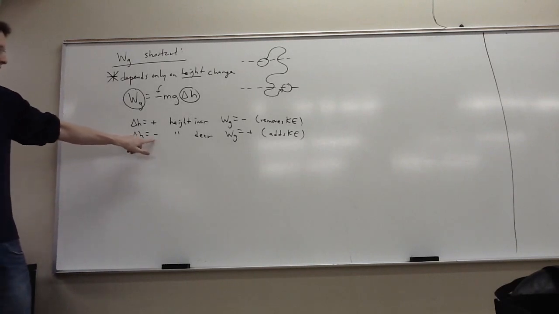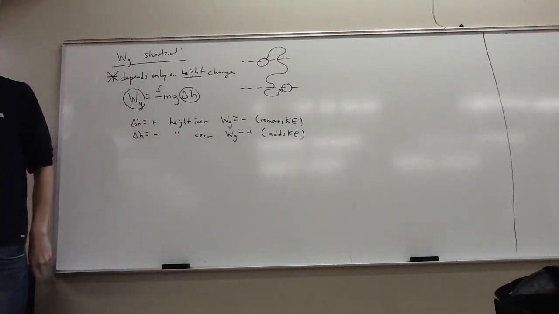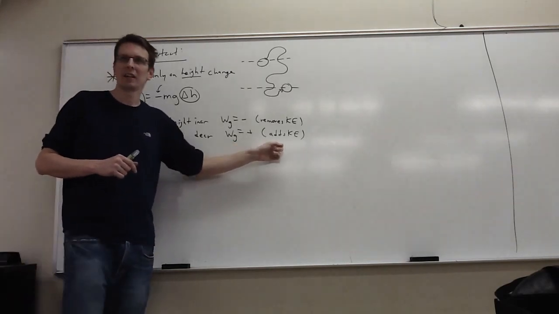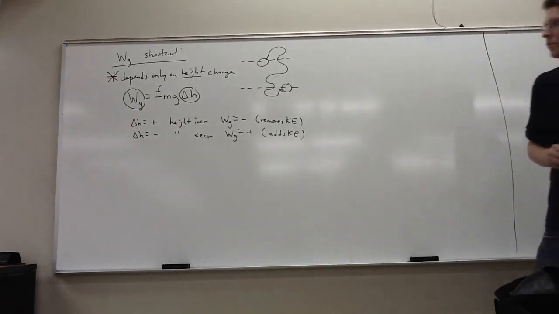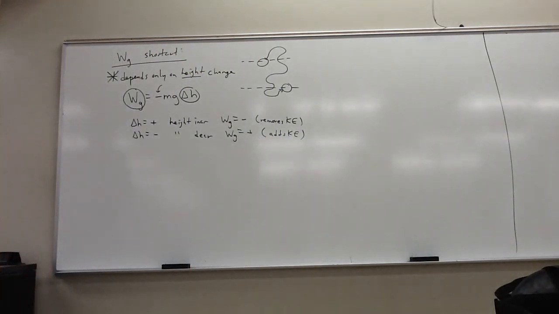Likewise, if delta H is negative, we have a height decrease, right? You're going lower. Gravity helps you. Gravity should do positive work. It should add kinetic energy. So there is our shortcut for computing work done by gravity.